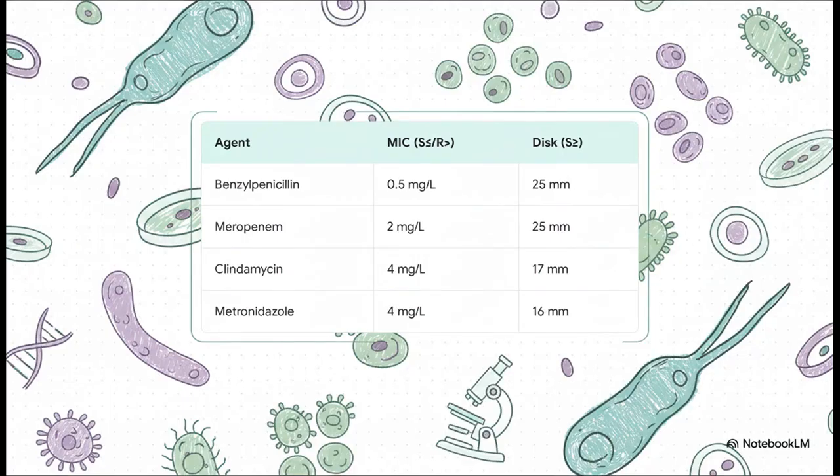So the most practical solution here is to use the established EUCAST breakpoints for Fusobacterium necrophorum as a proxy. But the key, and this is absolutely non-negotiable, is to include a very clear disclaimer in the final lab report. You have to state that the interpretation is an extrapolation based on a related species.